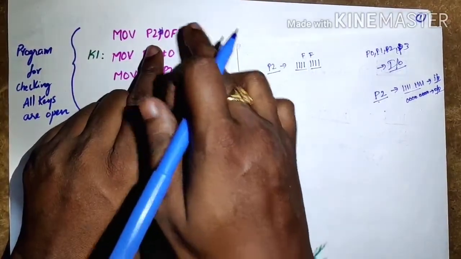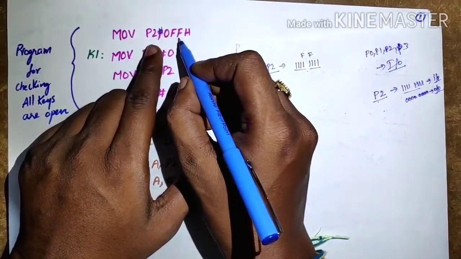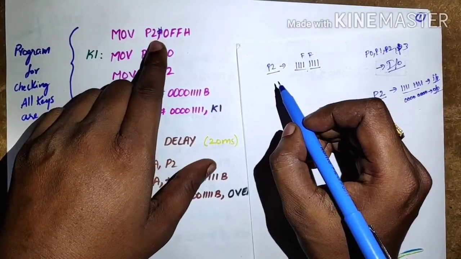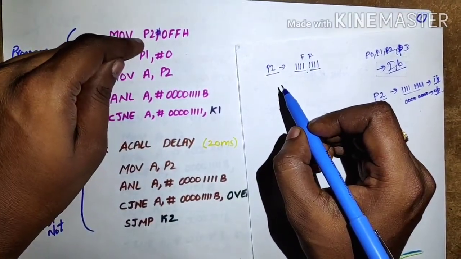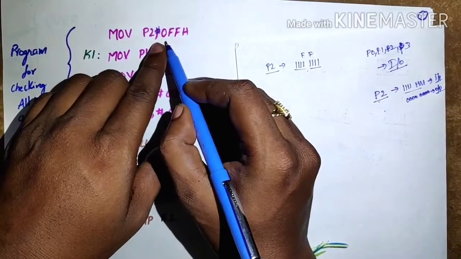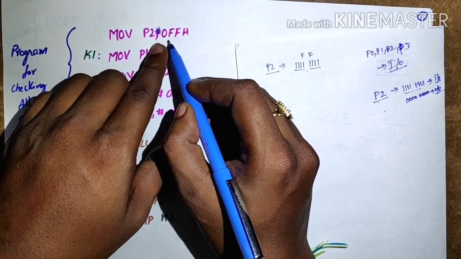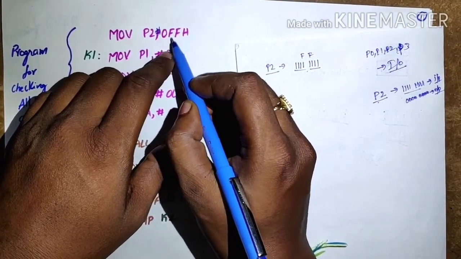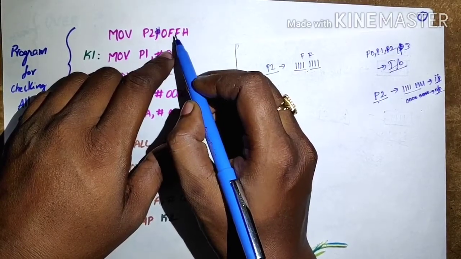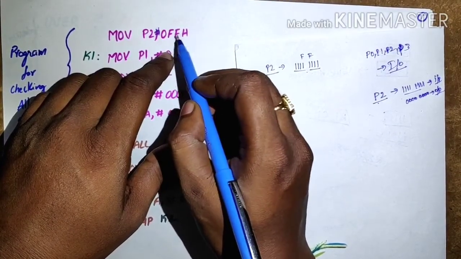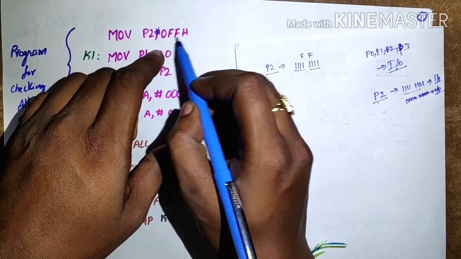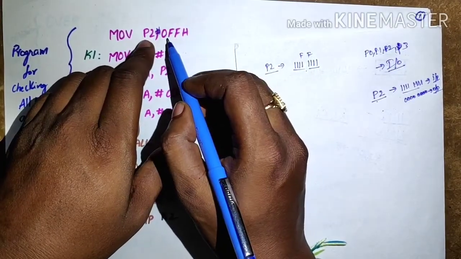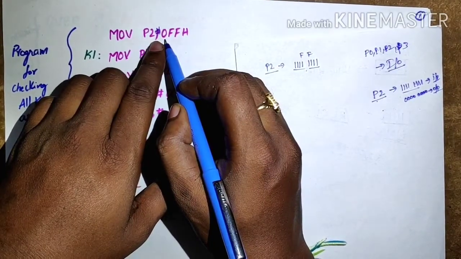To make it an input port, we are moving all ones to port 2. Now port 2 behaves like an input port. Why are we using 0 here? You already know that: whenever the hexadecimal value starts with an alphabet, exceeding 9, we have to place 0 before the value which we are moving to the destination. That's why we are using 0 here.